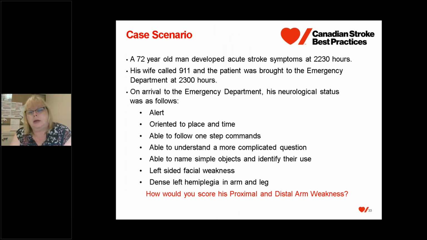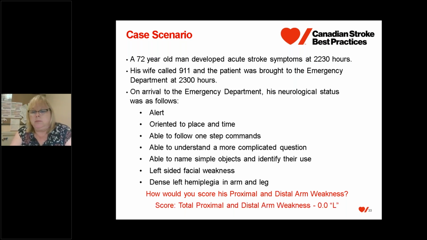So let's go back to our case scenario. How would we score his proximal and distal arm weakness? It says the patient has dense left hemiplegia in his arm. Therefore, the patient would be scored total, or absence of movement, in the proximal arm and the distal arm, both receiving a 0 on the left side.